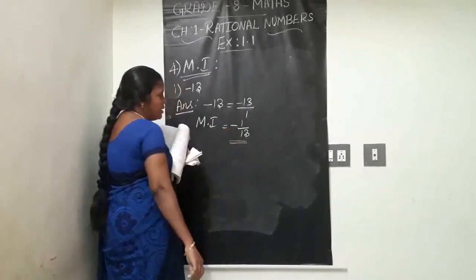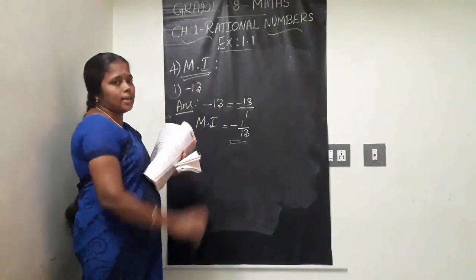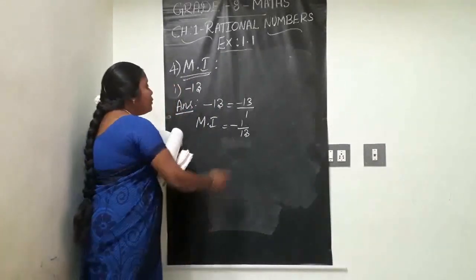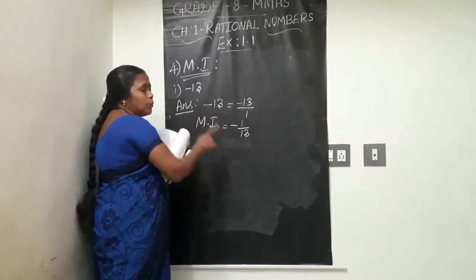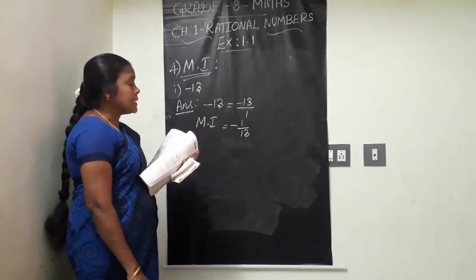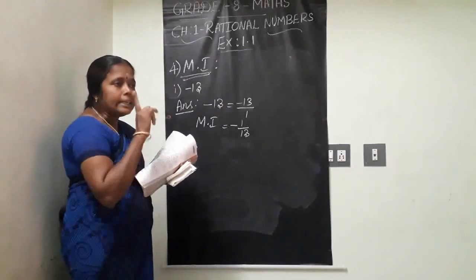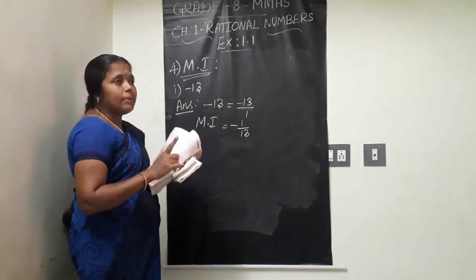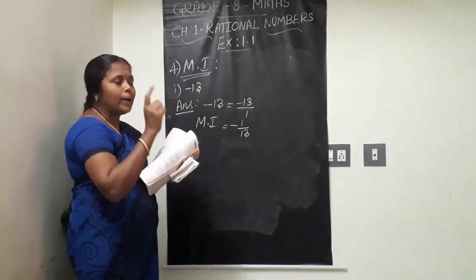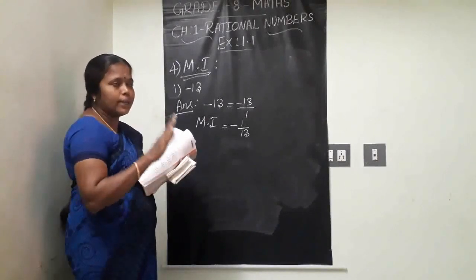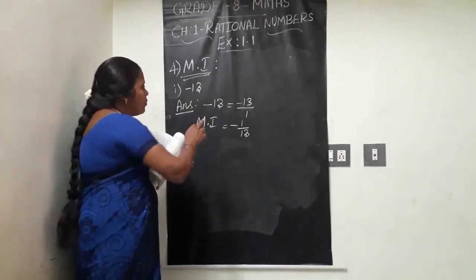This is the answer. How to check whether it is correct or wrong? There is a procedure. If you multiply both, your product must be 1. Already I have explained this in the last class itself. Additive inverse means you have to add those numbers, and at that time your answer becomes 0. You have to get the answer 0.